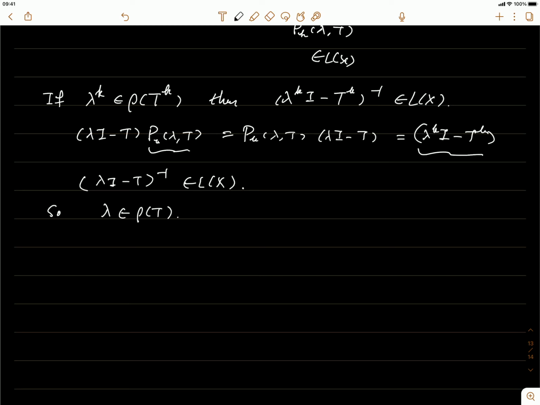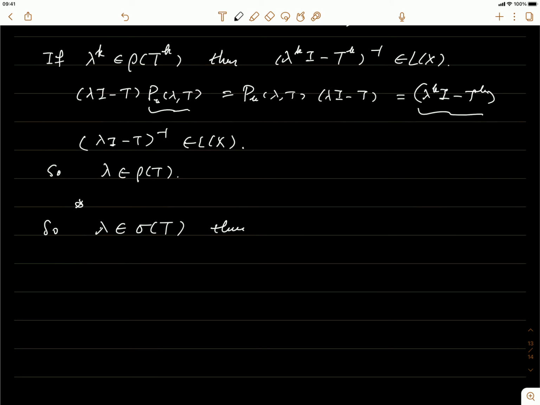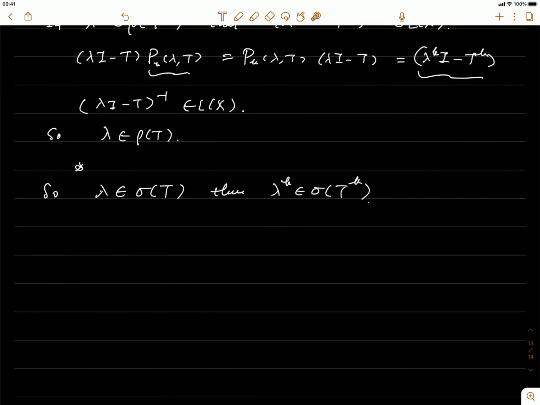Okay, so that means if lambda to the k is in the resolvent set of T to the k, then lambda must be in the resolvent set of T. And that also means if lambda is in the spectrum, then lambda to the k must be in the spectrum of T to the k, right? Because if this is not true, then lambda to the k will be in the rho of T to the k. And from there, we will know that lambda is in the rho of T, and that is a contradiction to this one. Okay, so that's why we have that.